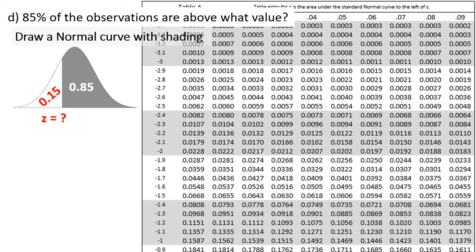Sometimes you just won't find 0.15. So you want to find the closest value in the body of the table. And that is right there. It is not exactly 0.15, but it is the closest value. So we read off, we go left and we go up. Together, those numbers give us our z-score. So we have a z-score of negative 1.04.